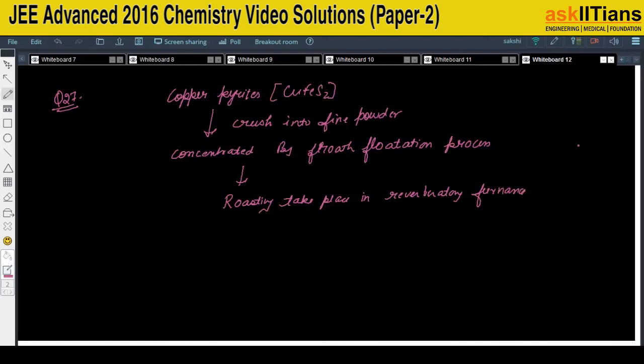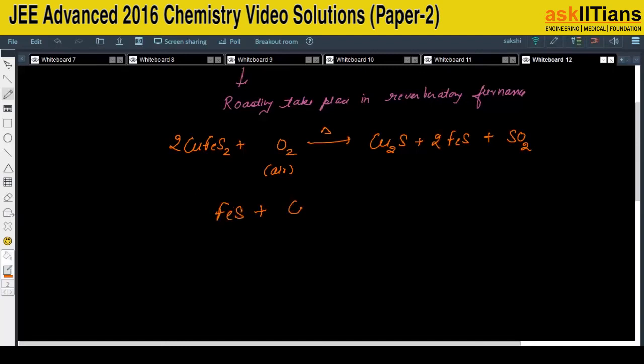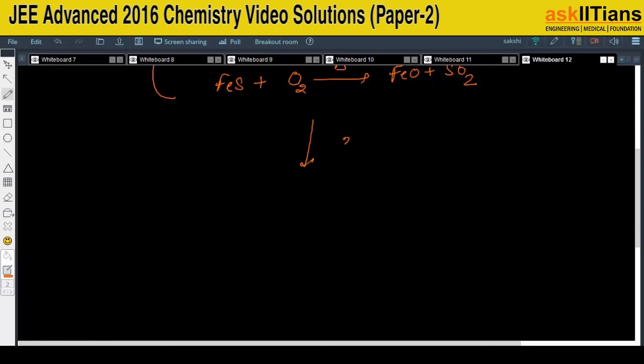Now if this is a roasting process, then let me, for your convenience, write down the reactions for roasting. CuFeS2 will combine with oxygen in the air, and on heating, it is going to form Cu2S, FeS and SO2. If I ask you to balance, you can say this will be balanced. Then this FeS will further combine with oxygen and form FeO plus SO2. Once this process has been done, it is made to undergo smelting.